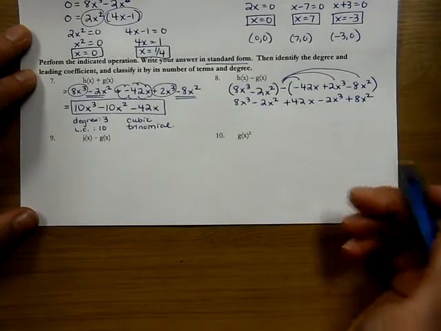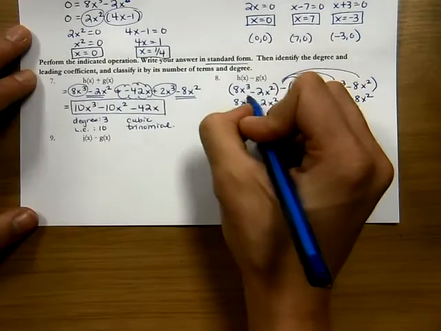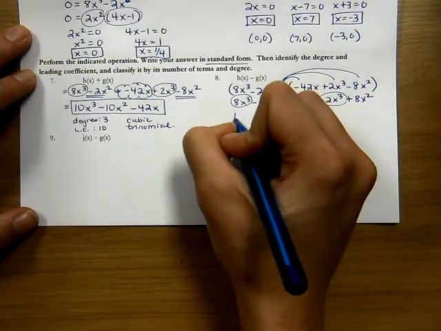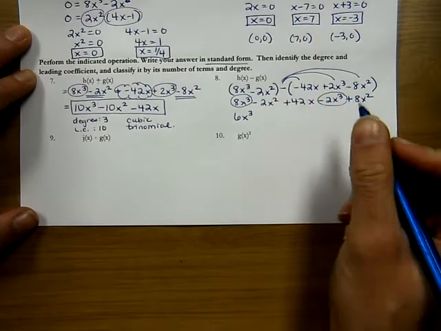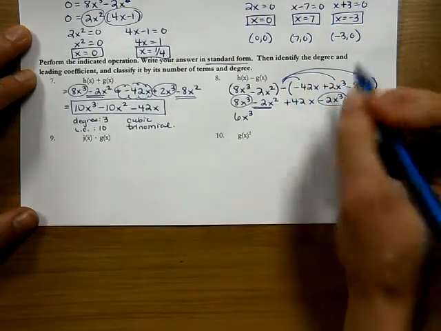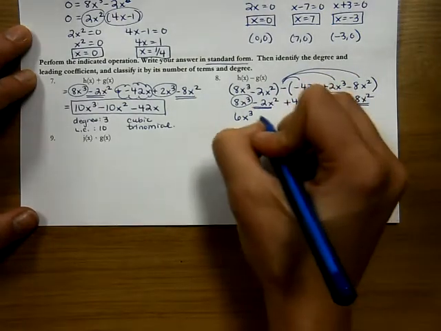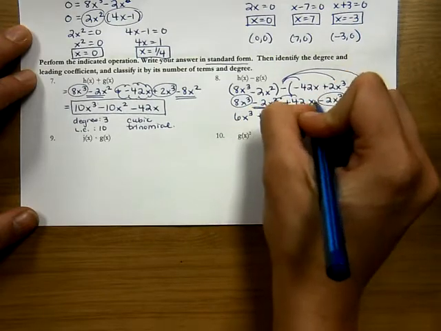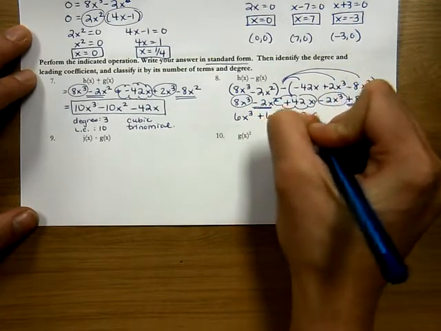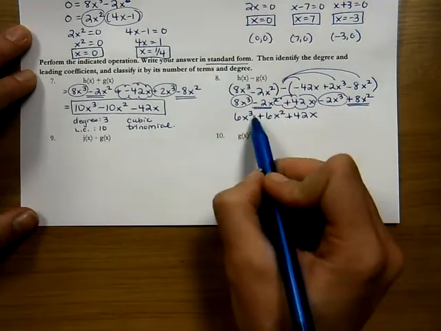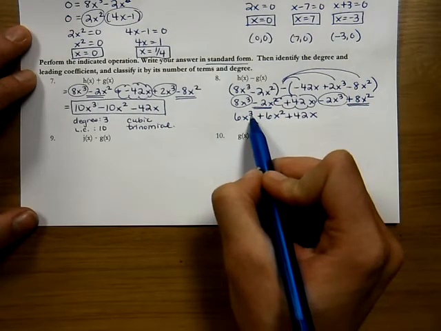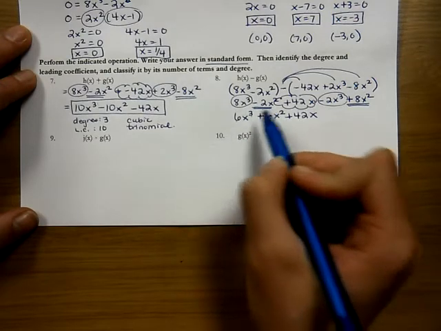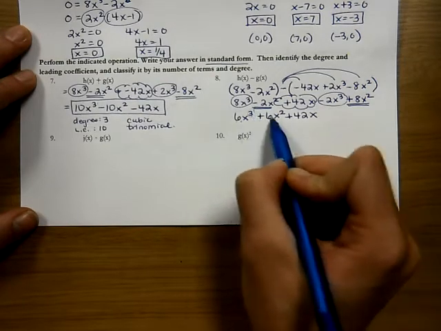And now from here we combine like terms. It becomes like an addition problem. 8x to the third minus 2x to the third is 6x to the third. Negative 2x squared plus 8x squared is now plus 6x squared. And then we have our x term, plus 42x. The degree is 3. The leading coefficient is 6. And to classify it, it is a cubic trinomial.